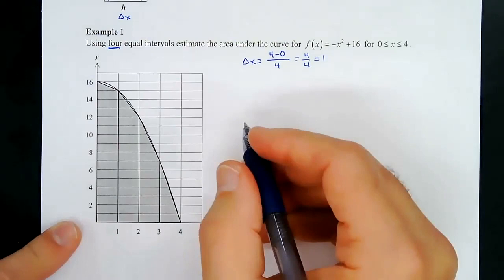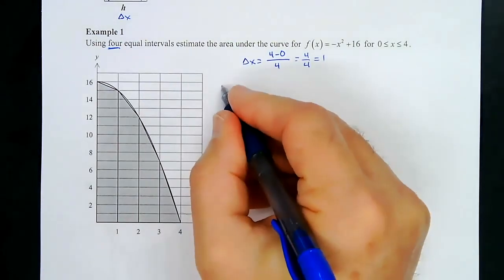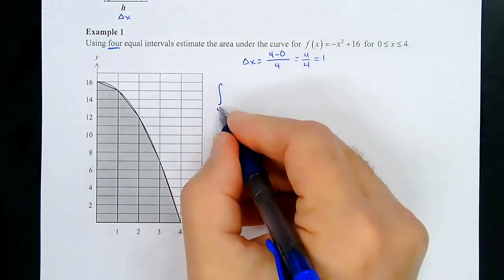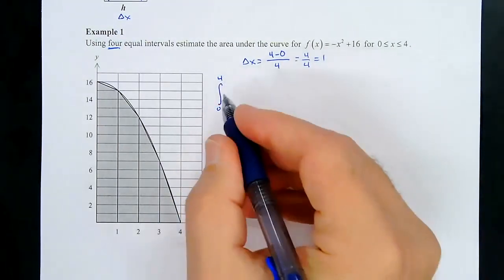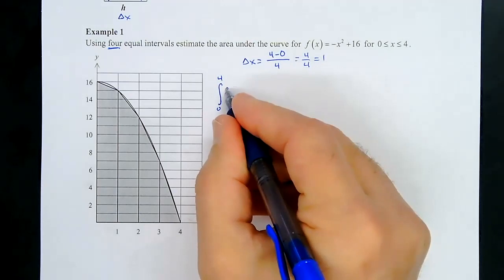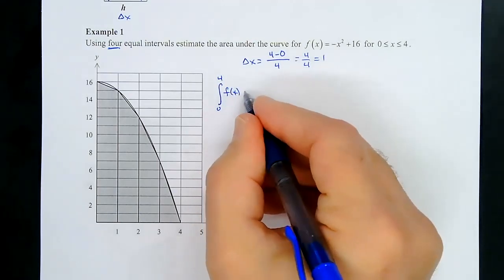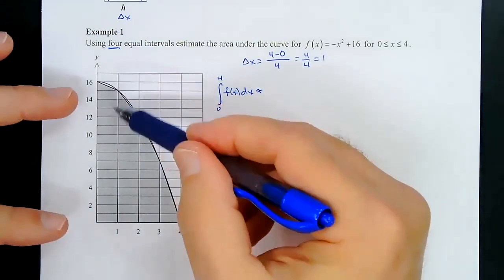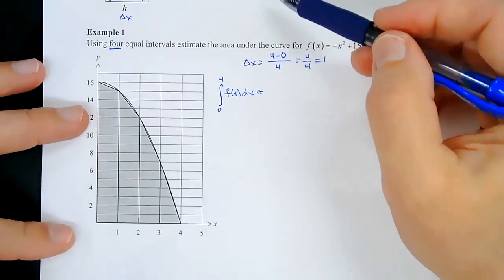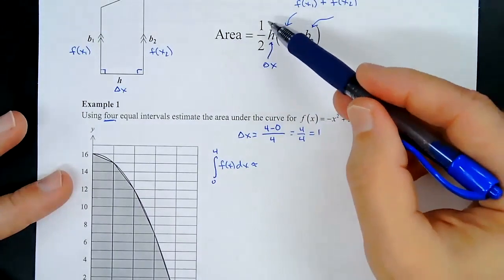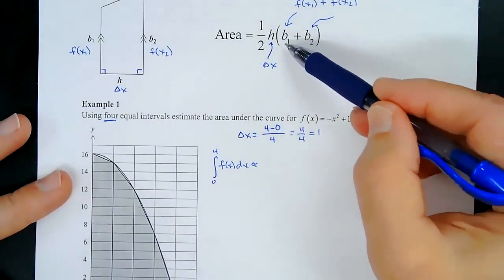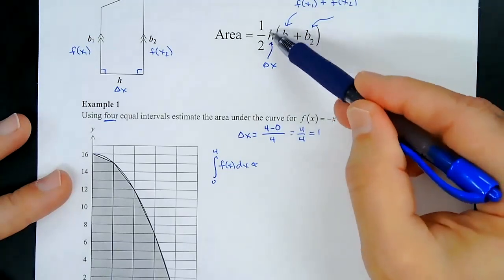All right. So if we want to estimate the integral from 0 to 4 of our function f of x dx, we can estimate that by using a trapezoid. And the area of a trapezoid, I should have said it earlier, but I didn't. The area is 1/2 the height times the sum of the bases. Again, these are going to be function values, and this is going to be my delta x.